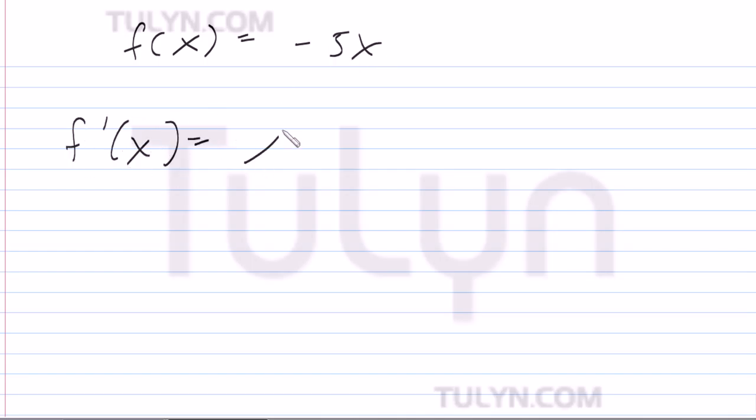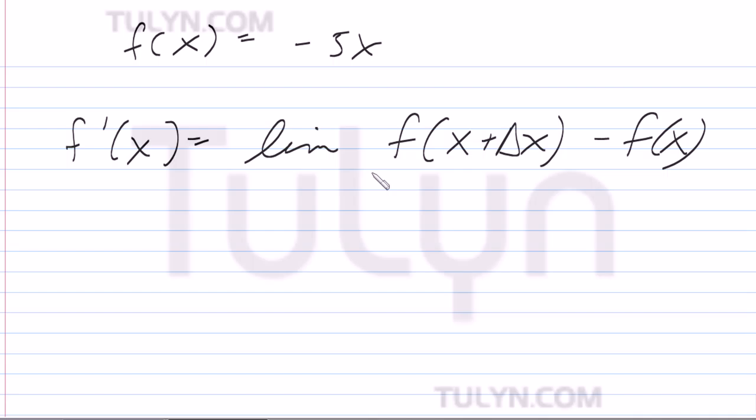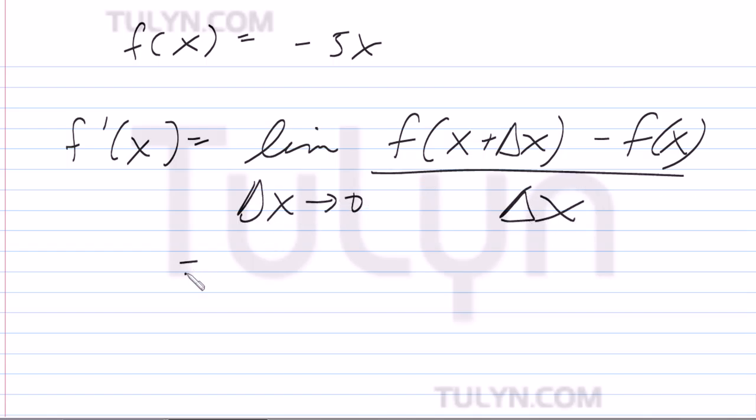So go ahead, and you're given f of x is equal to negative 5x, and you have to find f prime of x. So go ahead and write down the formula. What's going to happen is that you're going to have to plug it into f of x. If f of x is negative 5x, you're just going to plug it into negative 5x.